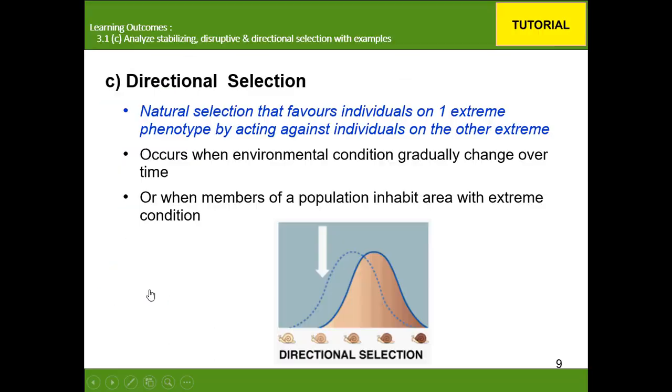Next natural selection is directional selection. Directional selection is natural selection that favors individuals on one extreme phenotype by acting against individuals on the other extreme. It occurs when environmental conditions gradually change over time or when members of a population inhabit an area with extreme conditions. So we can see here only one extreme phenotype is selected in the environment, and the other extreme phenotype is not selected. This is called directional selection.